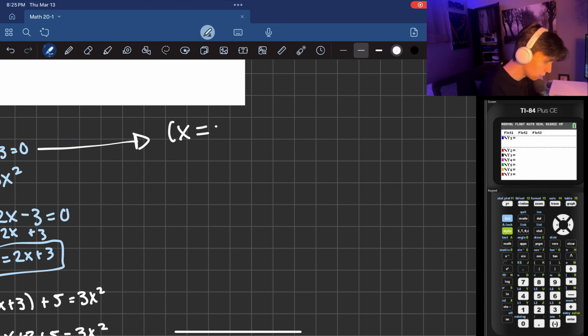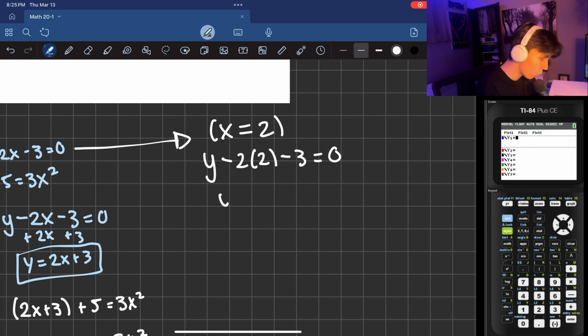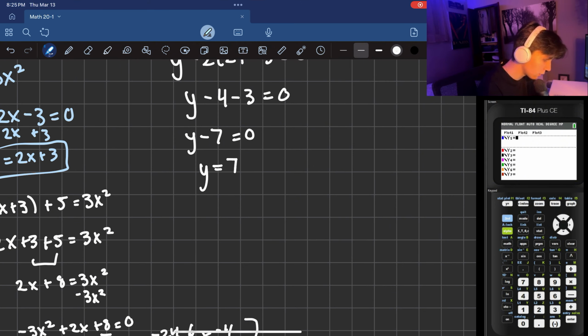So we plug our x values in. We get x is equal to 2. So let's plug 2 into here. We have y minus 2 times 2 minus 3 is equal to 0. So now you have y minus 4 minus 3 is equal to 0. Collect like terms, and you get y minus 7 is equal to 0. Add 7 to both sides, and you get y is equal to 7.